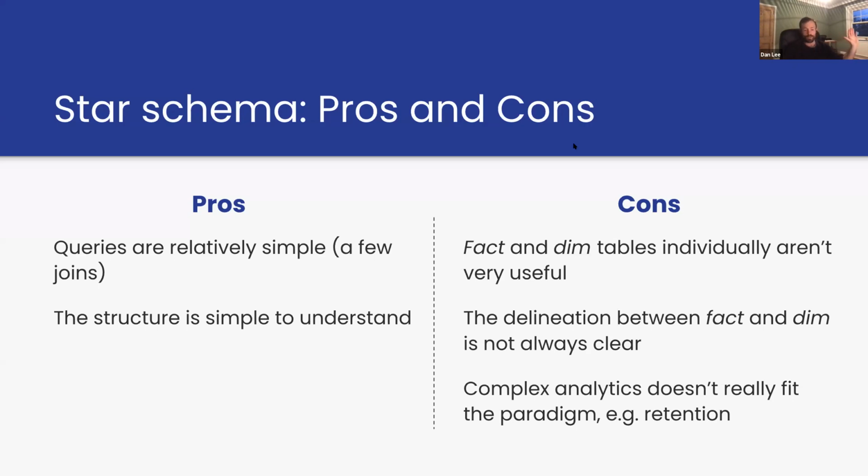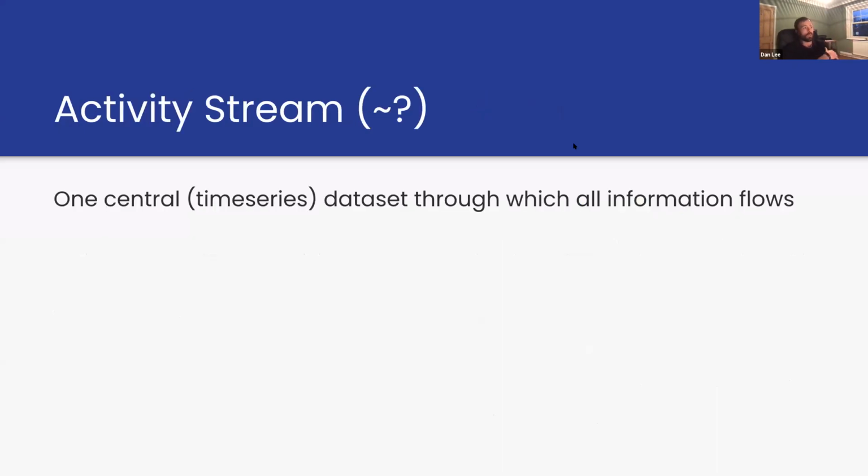So that's one of the more common data modeling methodologies you may have heard about. There's another one I just wanted to touch on, which is a little bit newer. It's something I've heard talked about a little bit more recently. I'm not quite sure where it came from, and I'm not sure if anyone in particular came up with it. But the idea behind activity streams is that you create this one central time series data set through which all of your information flows.